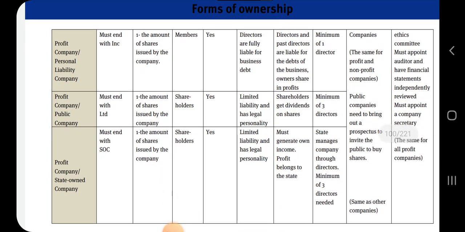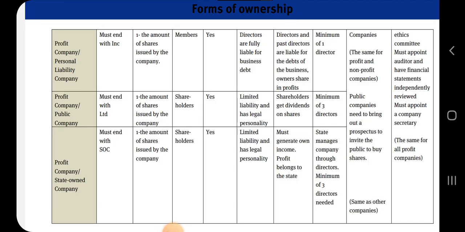So under profit companies, we have the private company, the personal liability company, the public company, and the state-owned company. Those are the profit companies. So if you are opening a personal liability company, the name must end with Inc. And then there can be any amount of shares issued. So you can start from 1 owner, and the owners are called members. It has continuity.